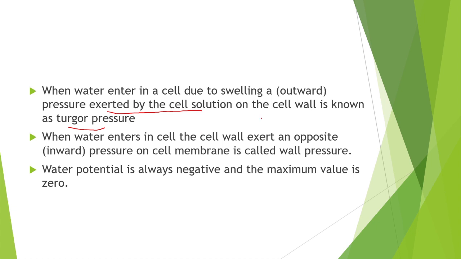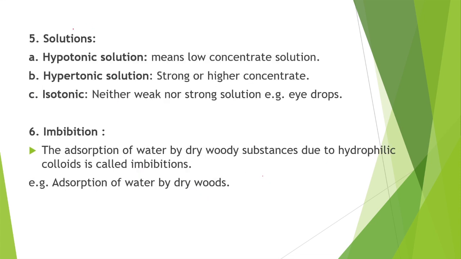And in a turgid cell, the cell wall exerts an opposite pressure on the cell membrane. This force is called wall pressure. In a flaccid cell, where there is almost no water, the value of DPD is highest. Water potential is always negative and the maximum value is 0. Next topic is solution. I have already explained about this.